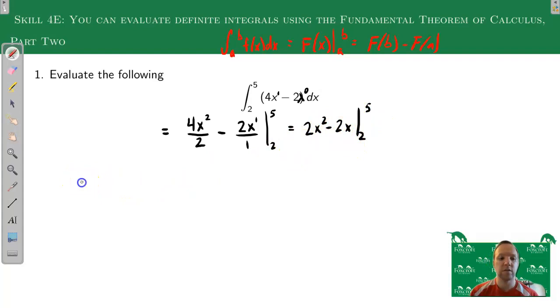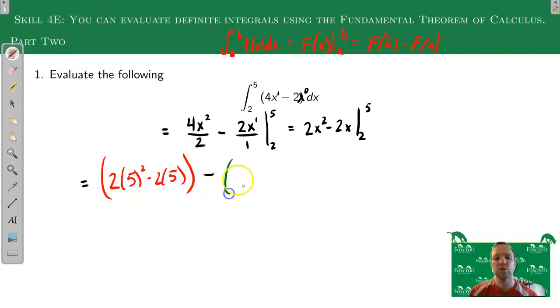I'm going to plug in 5. I'm going to do this all in red. So everything in these red parentheses is plugging in 5. Then I'm going to subtract. I'll do this in green when I plug in 2. A lot of 2's in that one. And generally what I like to do is simplify this whole parentheses into one number, this whole parentheses into one number, and then just subtract the final answer.